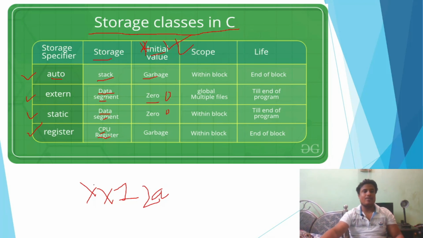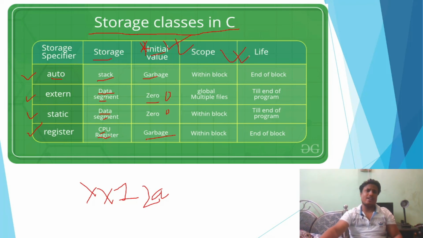We will define it in a coding example, or you can check it yourself: declare some variable using the register keyword, don't initialize it, and just print the variable. Whatever you get will be the initial value of that variable for that storage type. So it will also give garbage. Understand this and remember this part.